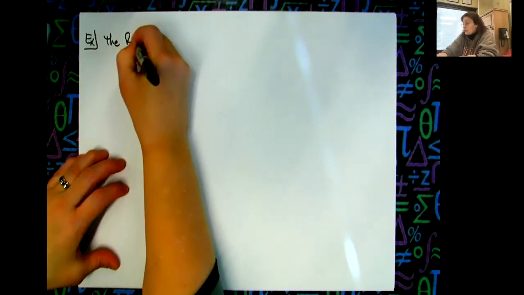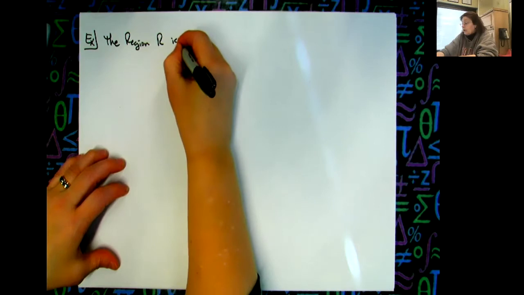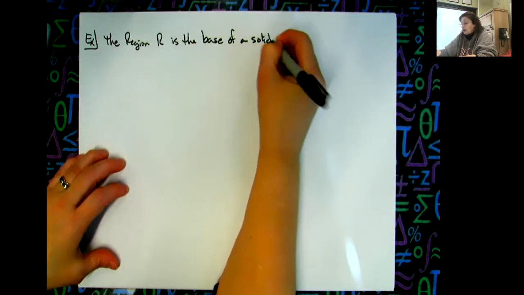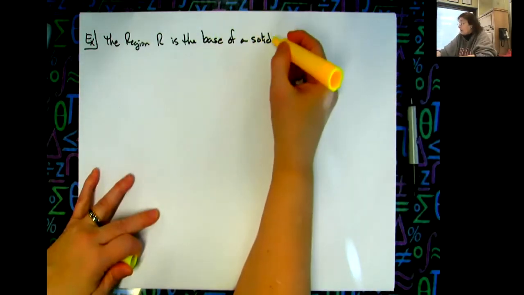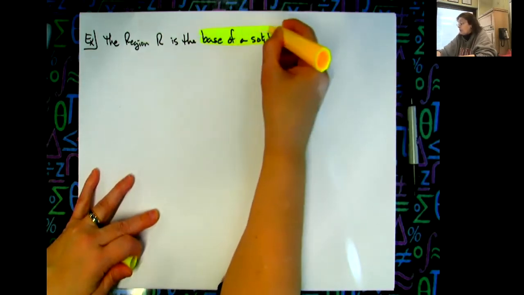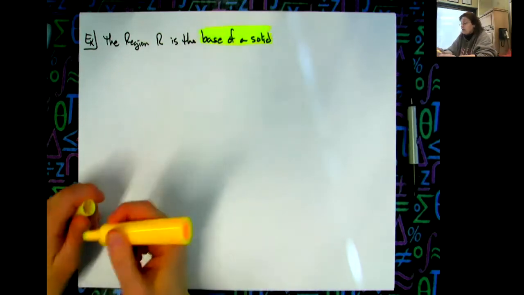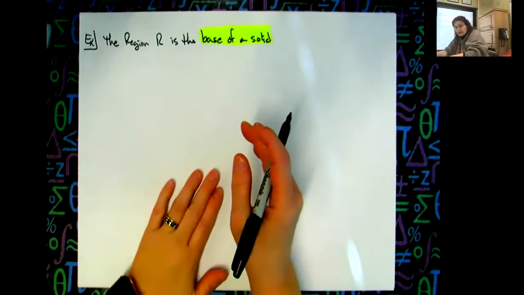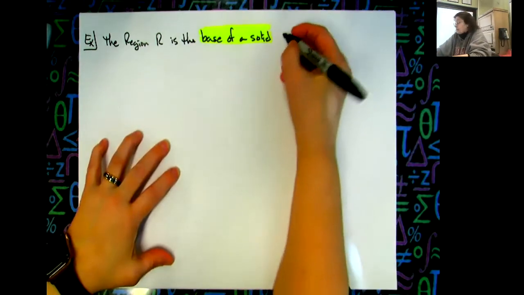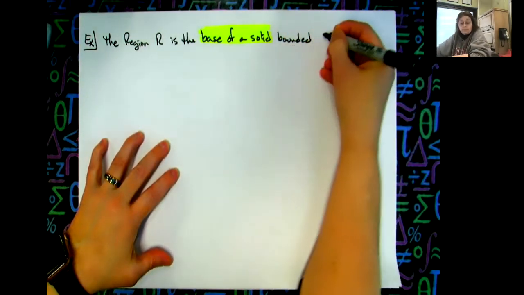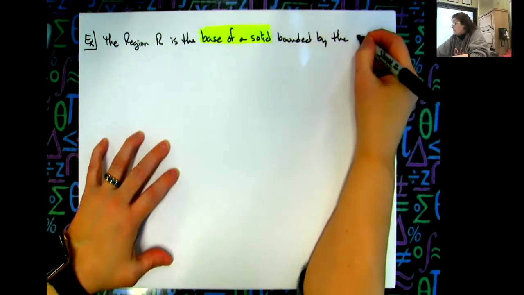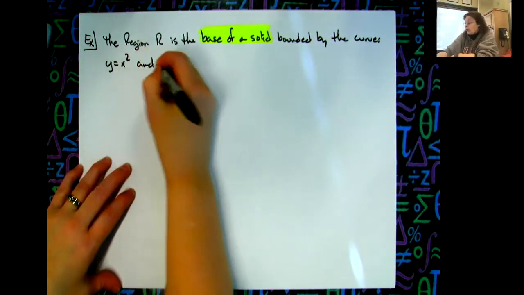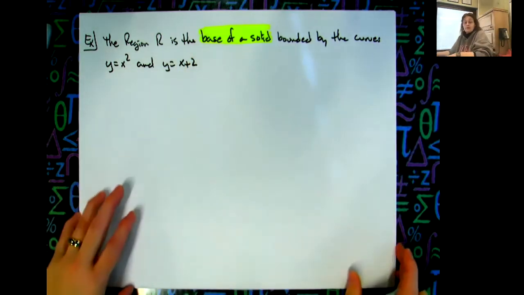The region R is the base of a solid. And that part right there is a clue that we are doing the volume of a known cross section, because the region that we're dealing with is the base of the solid. When we had it on the wall and then we moved it down and put it flat on the table, that became the base. So the base of the solid is bounded by the curves. Maybe let's keep them relatively simple: y equals x squared and y equals x plus 2. Okay, so nothing too complicated here.